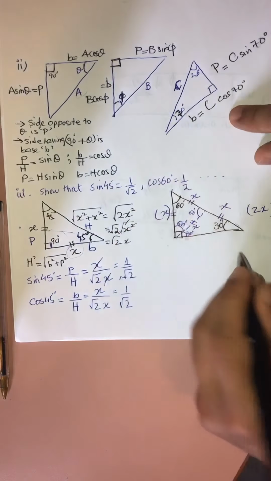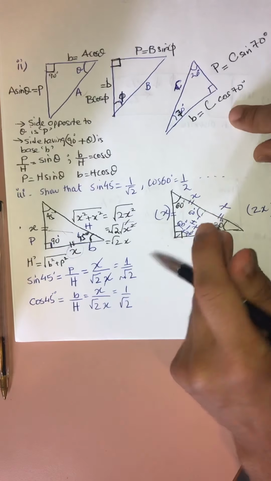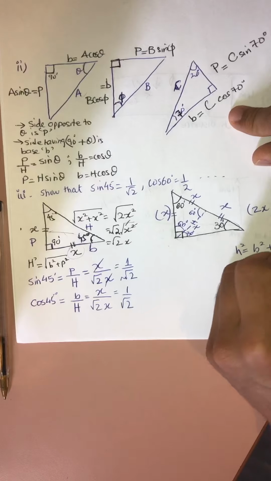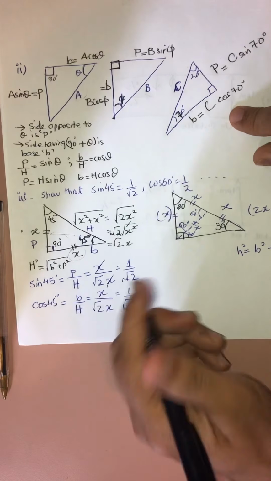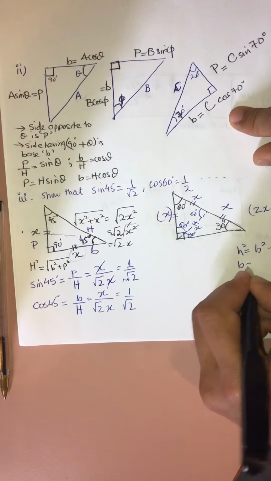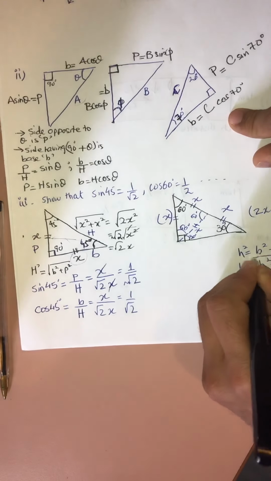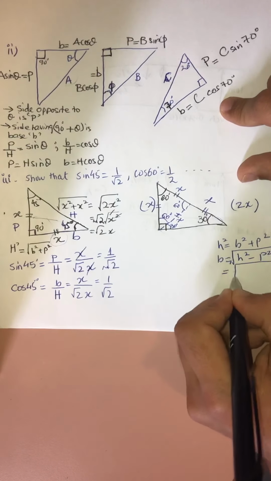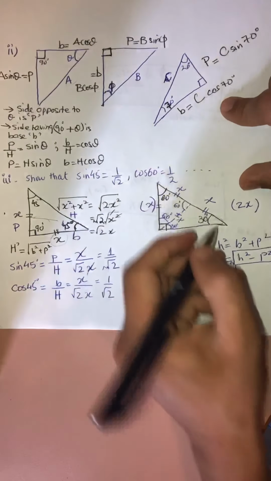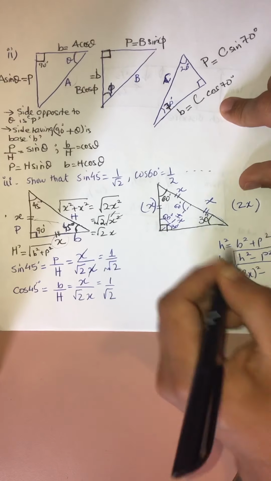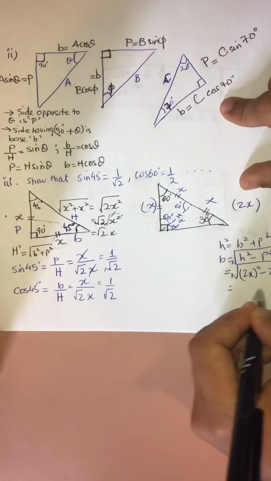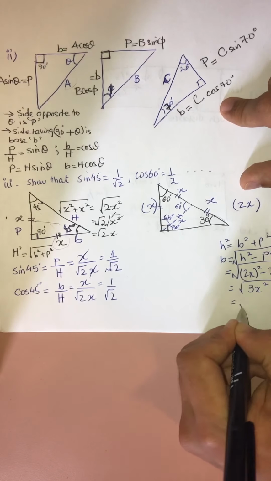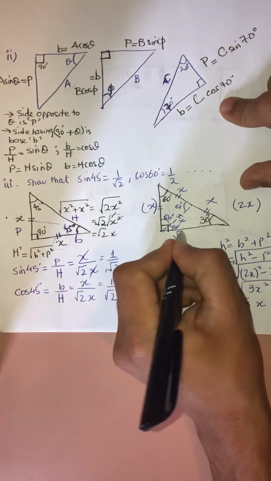This is x. Now to find this side, we will use Pythagoras theorem, which is hypotenuse square is equal to base square plus perpendicular square. Consider this as the base, which we don't know. So base is equal to under root of hypotenuse square minus perpendicular square, which is 2x square minus x square. This gives under root 4x square minus x square, which is 3x square. So this is under root 3x.